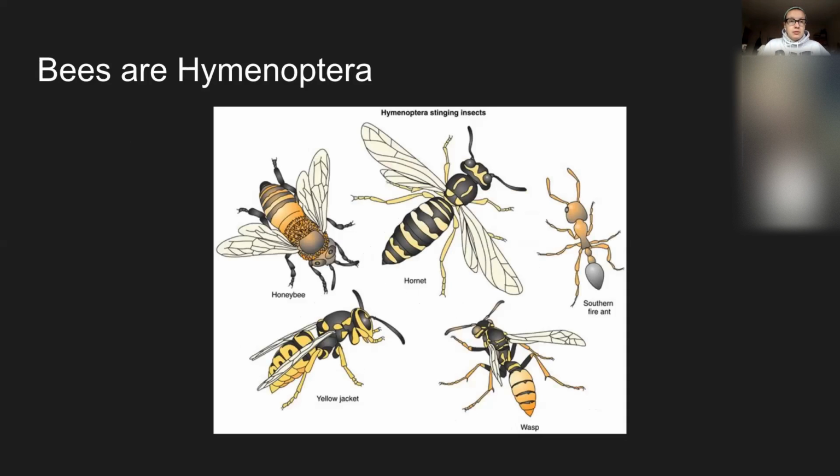I don't like wasps because I've been bitten by some. Yes, I've been stung by a wasp too, and it is not pleasant.